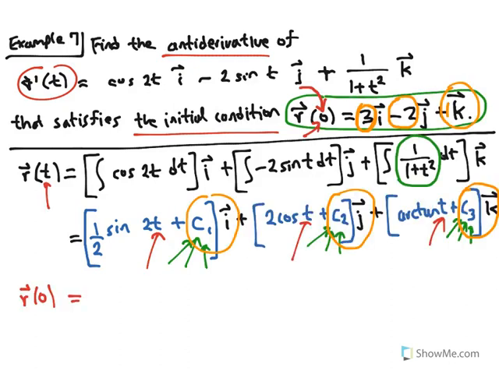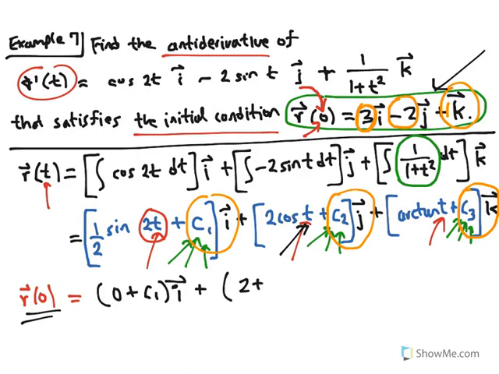So r of 0 is, you have 2 times 0 is 0, sine of 0 is 0, 1/2 times 0 is 0, and then you get c sub 1, 0 plus c sub 1 i. So what do you do now? Again, we're finding r of 0, so we can equate that to the given initial condition r of 0. So substitute 0 for t here. Cosine of 0 is 1, so you have 2 times 1 is 2. So you have 2 plus c sub 2 j.